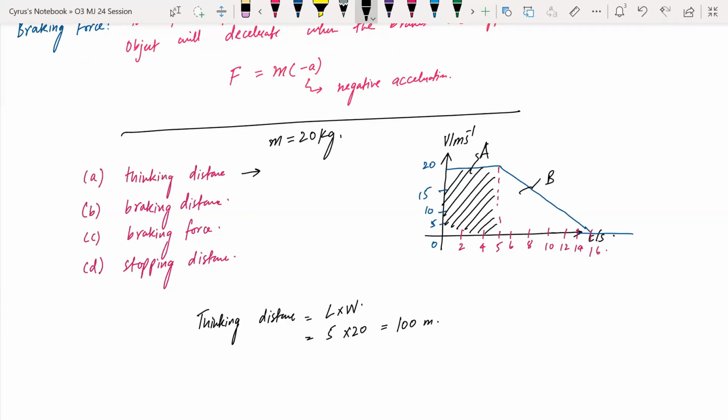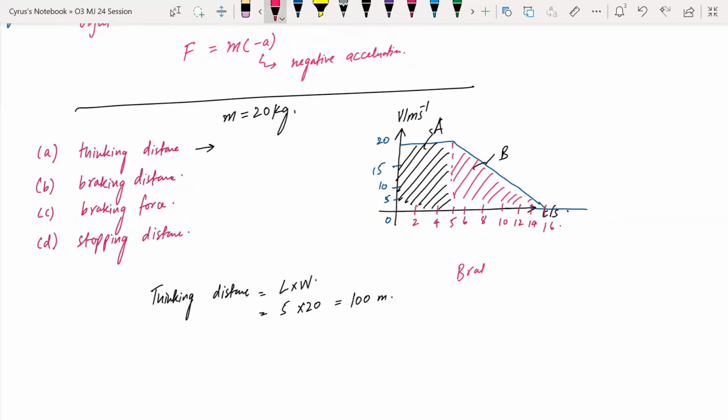B, right? देखिए ब्रेकिंग डिस्टेंस वो होता है जब वो ब्रेक्स अप्लाई करता है, तो वो ब्रेक्स यहाँ पे अप्लाई कर रहे हैं, तो आप ये वाला डिस्टेंस फाइंड कर लेंगे। ये वाला डिस्टेंस कैसे निकालेंगे आप? The braking distance is calculated by the formula half into base into height. So the base is here, 11, and the height is 20. So you'll be able to calculate this as 110 meters. This is the braking distance, right?